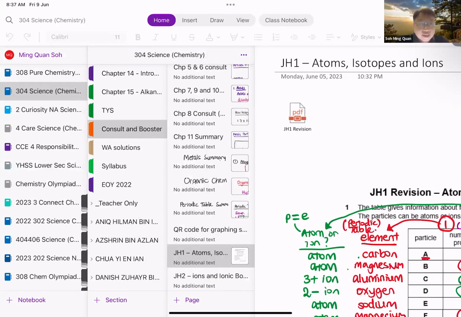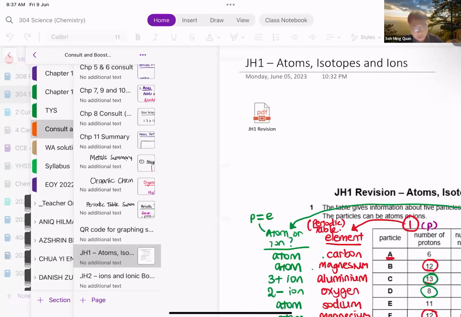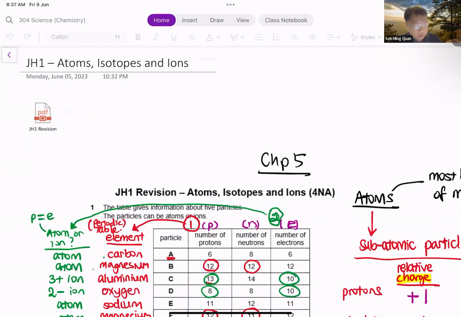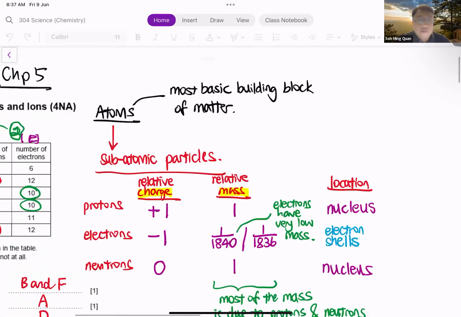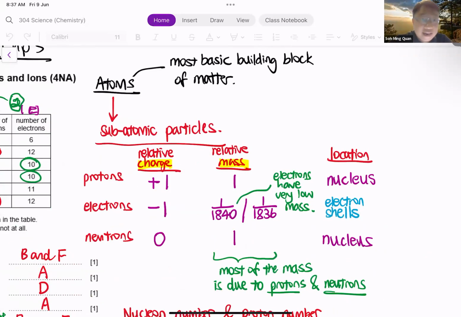The first lesson is entitled JH2, and during the first lesson, we actually went through what are atoms, what are ions, right? So let's do a very, very quick revision of what we did last lesson. Firstly, we went through what is present inside an atom. So we have protons, electrons, and neutrons, which differ according to their relative charge and relative masses.